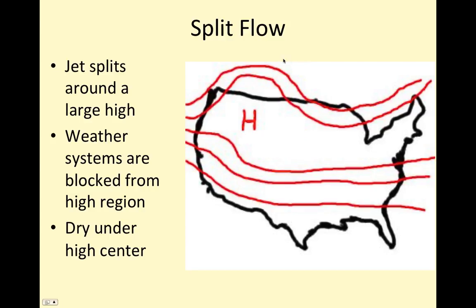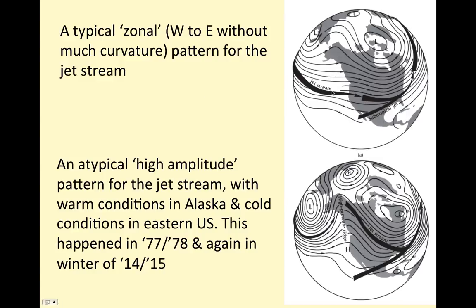Split flow is something that happens a lot, especially in Colorado. The jet simply splits around a large high, so the storm tracks will either go to the north or to the south of the split, and if you found yourself underneath the high, you will not see some weather until the split flow moves on. So these two graphs, the first one up here in the upper right is showing your kind of typical zonal flow for the jet stream, and that means more of a west to east component to the jet stream.